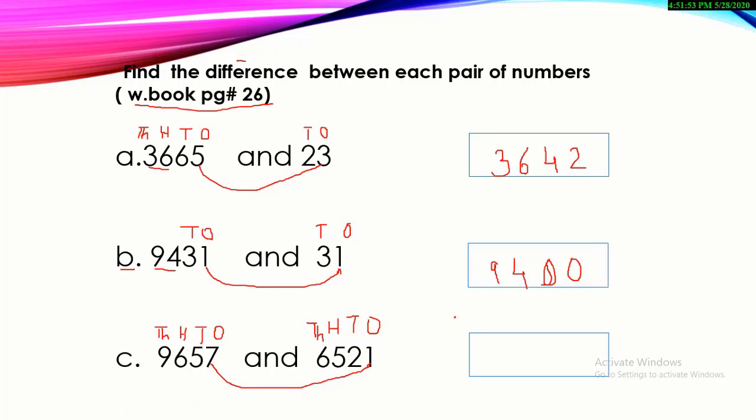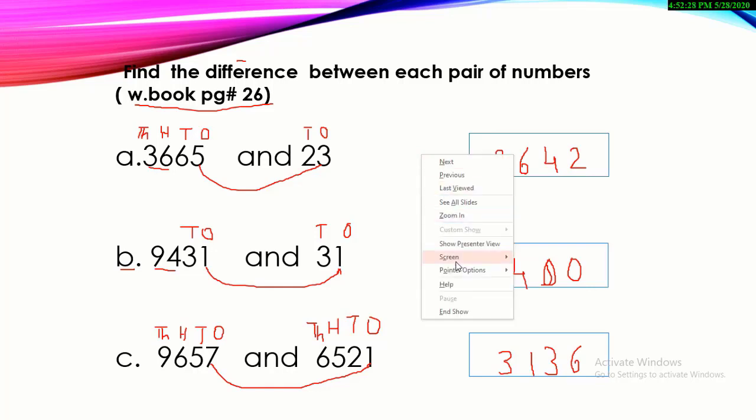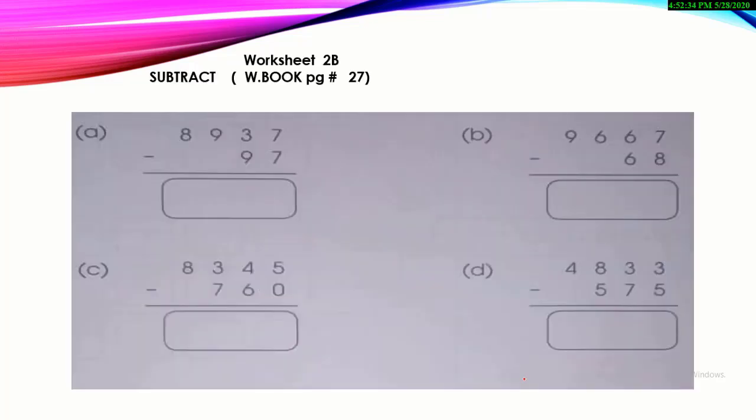7 minus 1, answer will be 6. Yes. 5 minus 2, so answer will be 3. 6 minus 5, we are going to subtract hundreds with hundreds. 6 minus 5, answer is 1. And 9 minus 6, answer is 3. Yes, this is easy. Now you all see how easy it is. You just mention the place values and you get your answer. So let me erase my board and let's move on to the next slide.